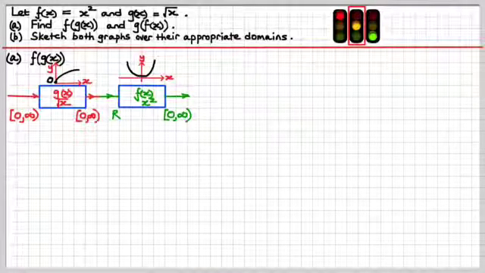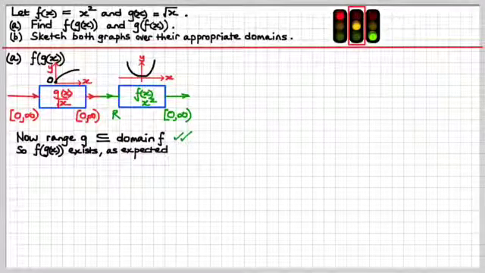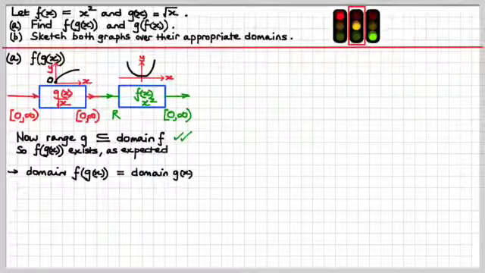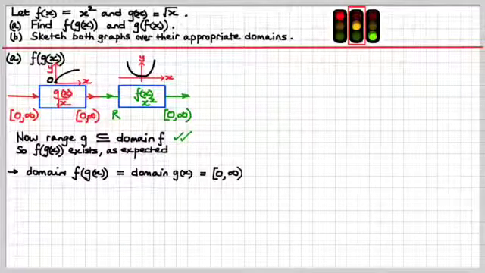That is, the range of the first function is wholly contained within the domain of the second function. So it's compatible, and we just write it like that. Therefore, f of g of x exists as expected. Yes? Good. Now, therefore, the domain of f of g of x is just going to be the domain of g of x. We don't need to restrict it at all. Everything's fine. And that is 0 to infinity, 0 included.